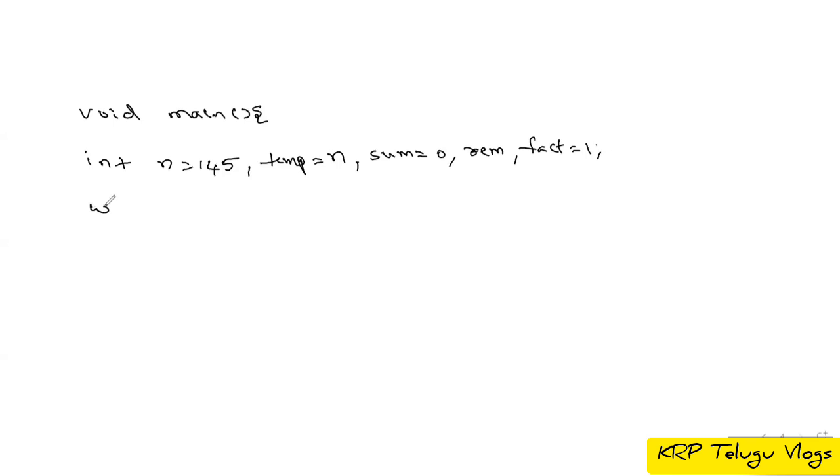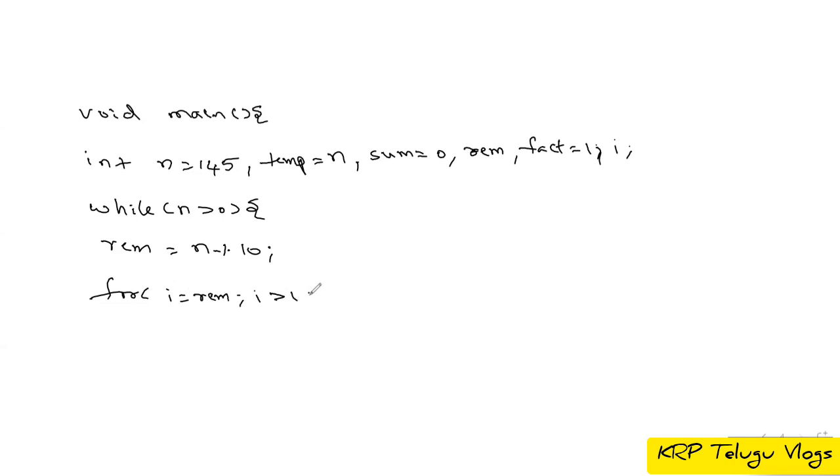So now while n is greater than 0, first we have to extract the remainder. Remainder is equal to n modulus 10. Is that clear? Clear, everyone? Yes, sir. So now I will take i for this one. So for i is equal to remainder, i greater than 1, i minus minus.